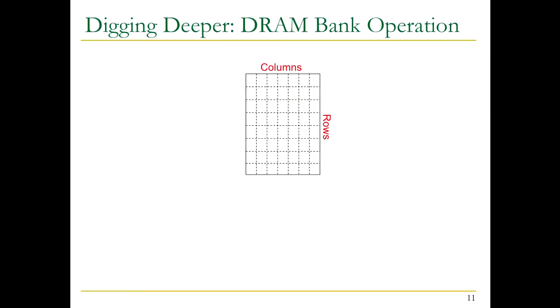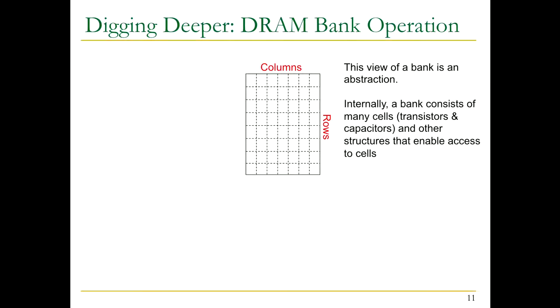You can abstract it as a two-dimensional array of rows and columns of memory cells. Imagine every single cell storing one bit. Of course, this is a cartoonish picture, so I'm not showing you the exact size. This is really an abstraction. Internally, a bank consists of many cells, transistors and capacitors, which we're going to talk about also in the second mystery, and other structures that enable access to the cells. But for now, we'll keep this high-level abstraction.